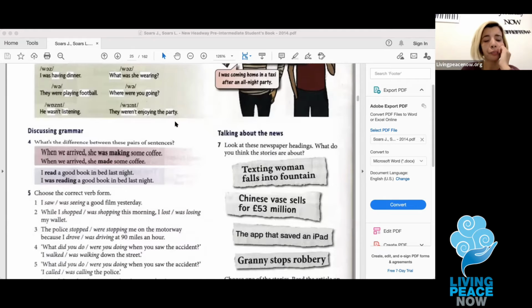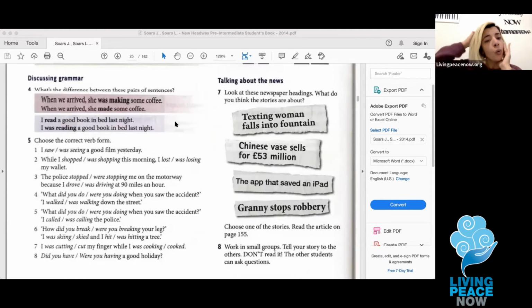Discussing grammar, we will do this section. What's the difference between the pairs of sentences? The first one is: when we arrived, she was making some coffee. And the second one is: when we arrived, she made some coffee. What is the difference?